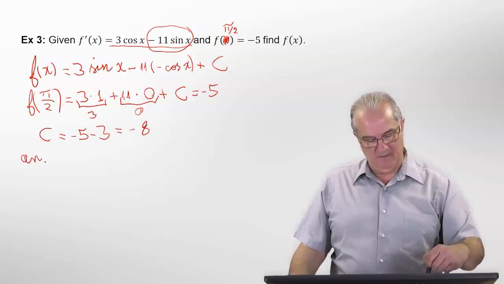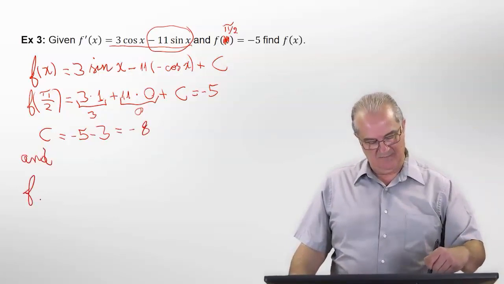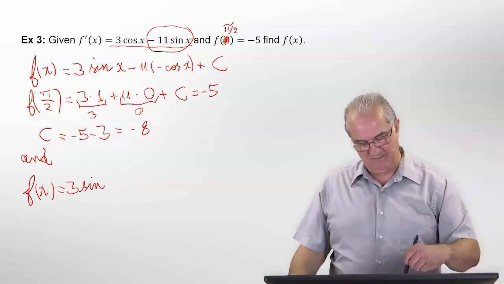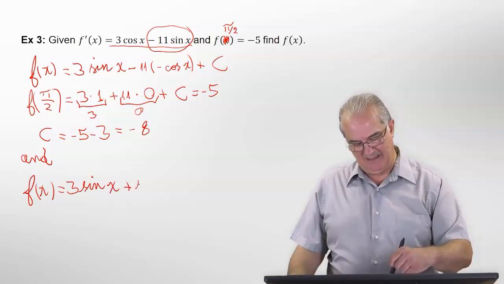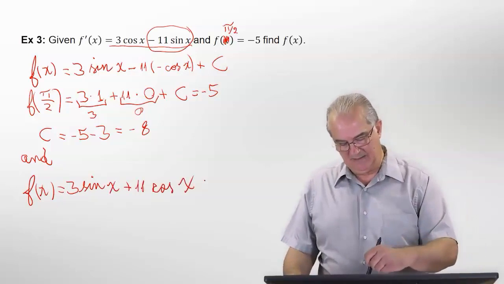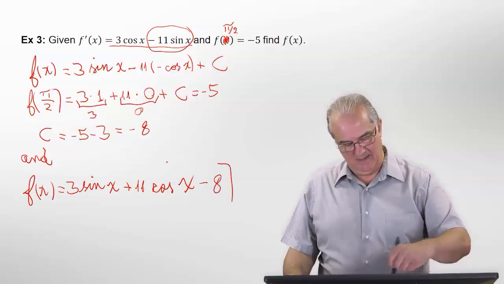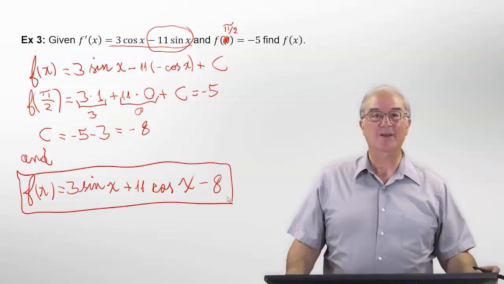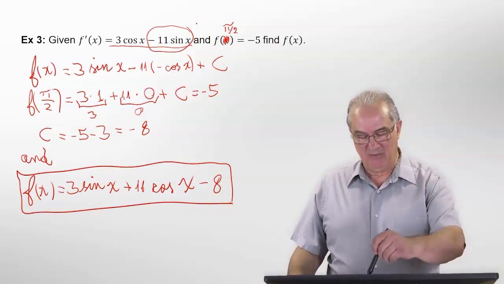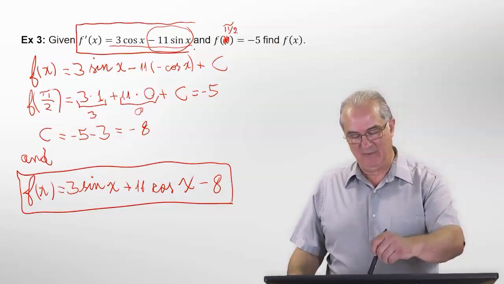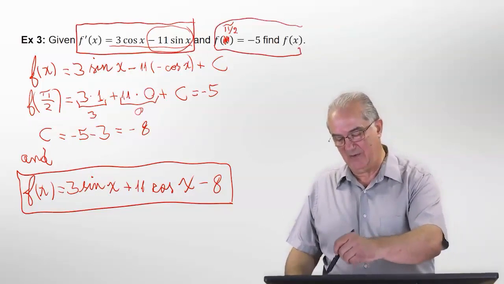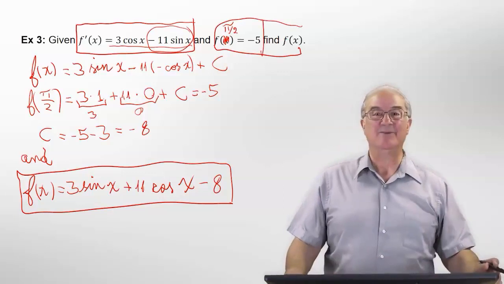And now we can write the function f of x is 3 times the sine of x plus 11 times the cosine of x minus 8. And there is the one and only one function, little f of x, that satisfies both the condition of having the prescribed derivative and the prescribed value at x equal pi over 2.